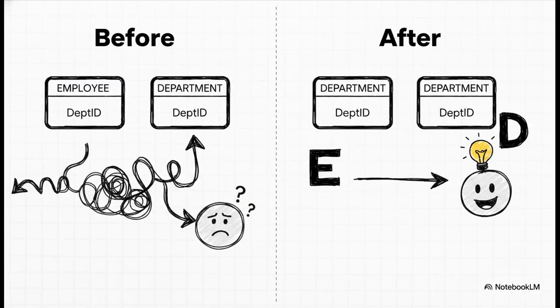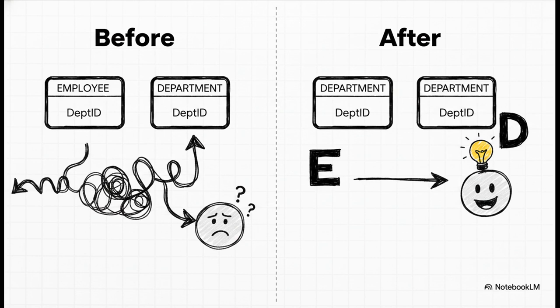But before we write our very first join, we have to talk about a critical habit: table aliases. Let's say you join an employee table and a department table. Well, all of a sudden you might have two columns named DeptID, and the database has no idea which one you mean. That's ambiguous.